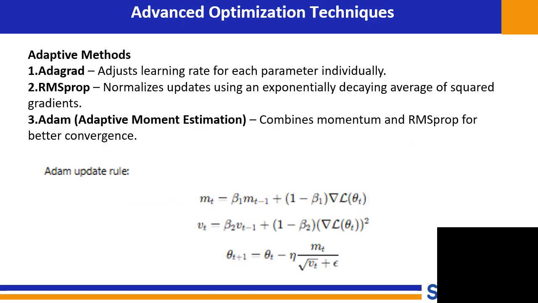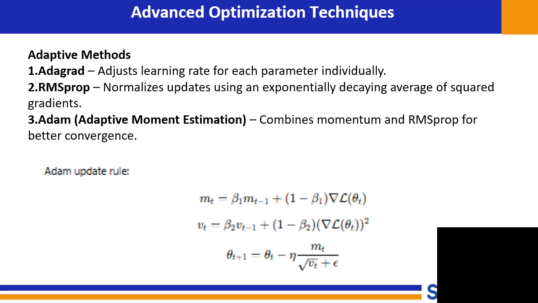And the next advanced optimization technique is the adaptive methods. There are different adaptive methods available. First one is the AdaGrad, which adjusts the learning rate for each parameter individually. Another one is RMSProp. It normalizes updates using an exponentially decaying average of squared gradients.